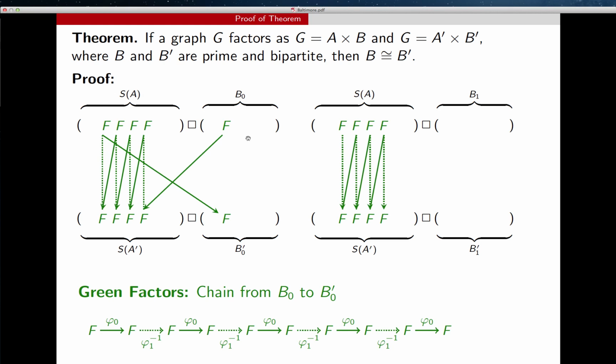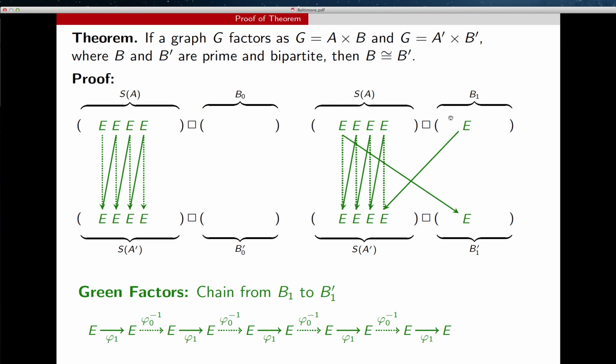Green factors might look like this. You've got a prime factor of B0, and you apply phi0 to it, and it takes you down to SA prime. Then you apply phi1 inverse, then phi0, phi1 inverse, phi0, and so on, and you wind up in B0 prime. So notice that whenever you have a green factor in B0, you get an identical green factor in B0 prime.